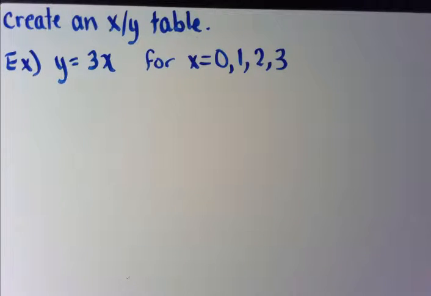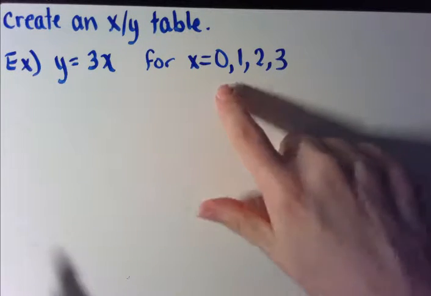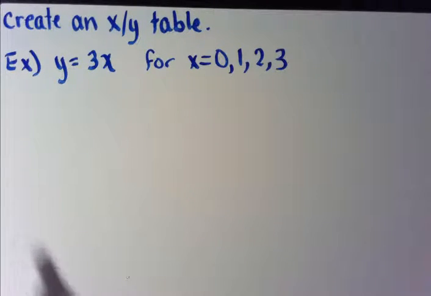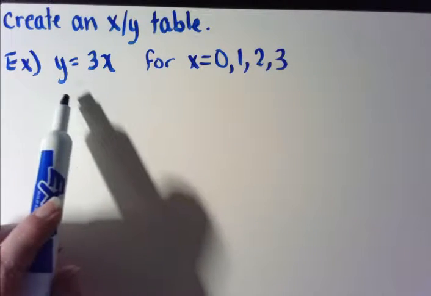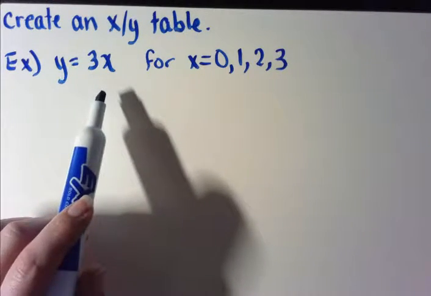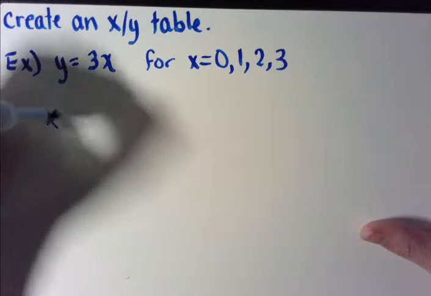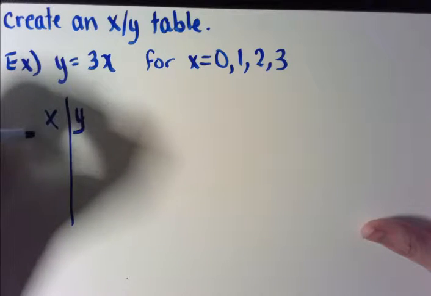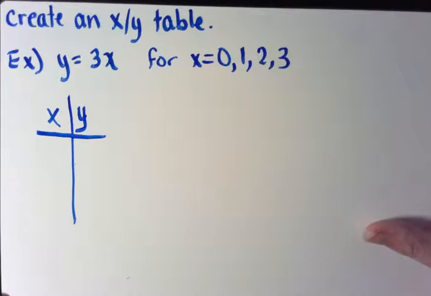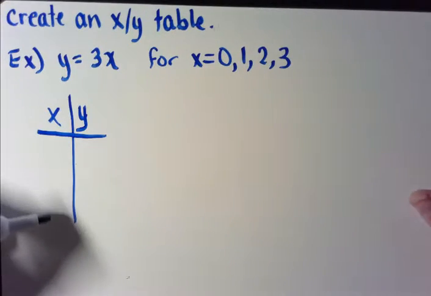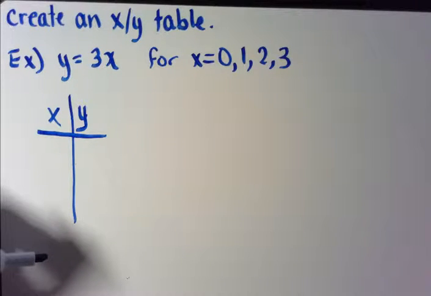So creating an XY table is creating a table of values for different values of X and figuring out the different values of Y. So for example, if you have an equation like this, y equals 3x, you could make a table, an XY table, and you could choose values for X and calculate the values that go with those values of X for Y.